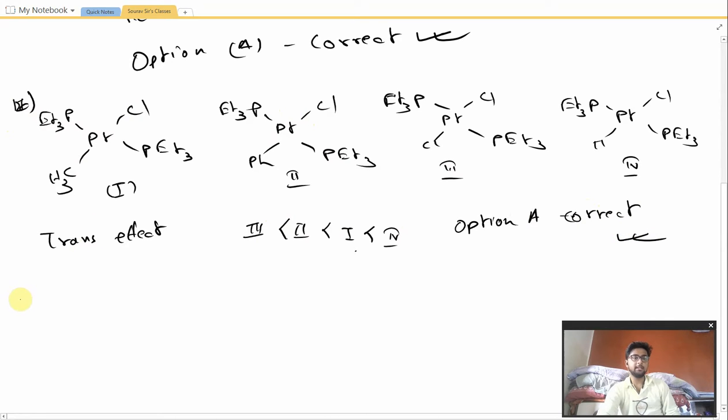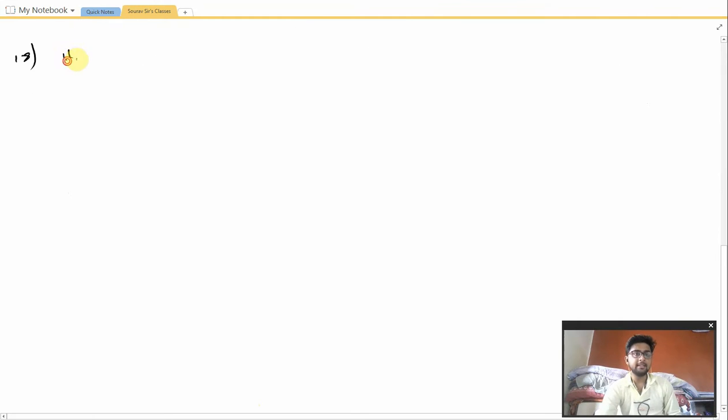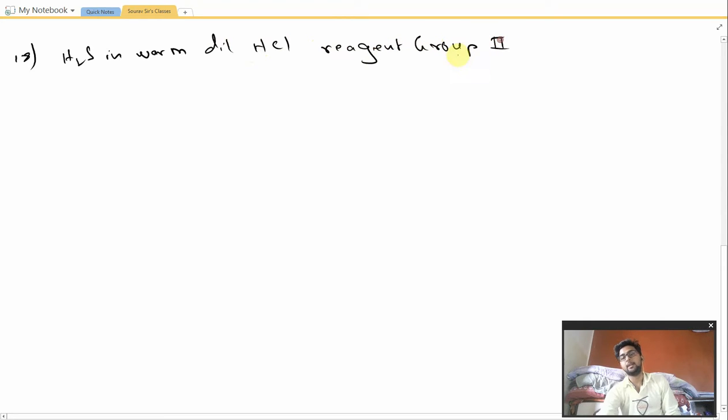Moving on to the next question, that is question number 18. In quantitative inorganic analysis of metal ions, the ions which precipitate as sulfide in the presence of H2S in warm dilute HCl is... Now, firstly, you have to understand that H2S in warm dilute HCl is the reagent for group 2 in the group analysis, specifically for group 2A.